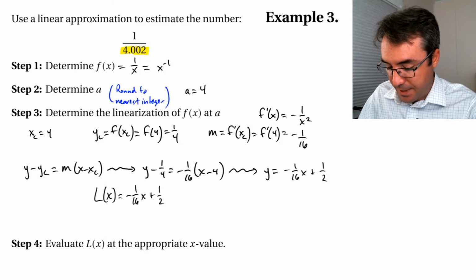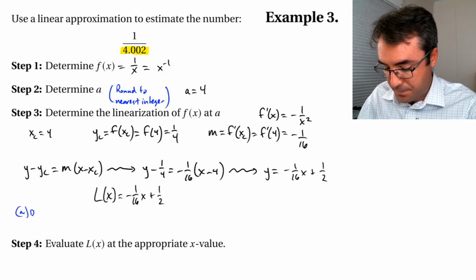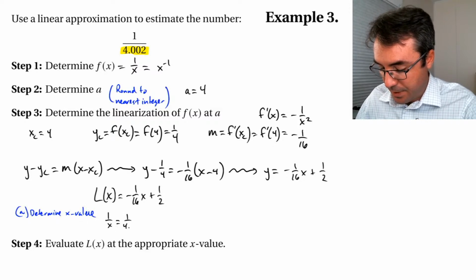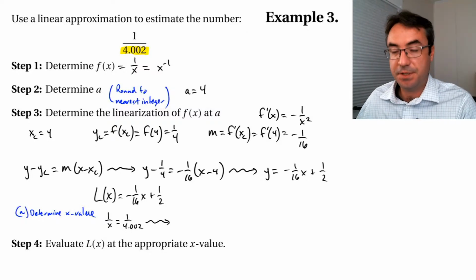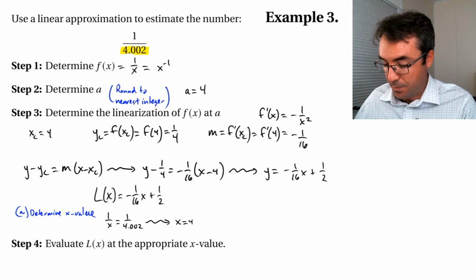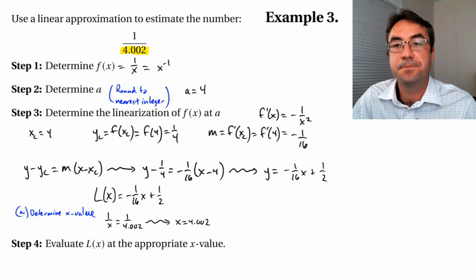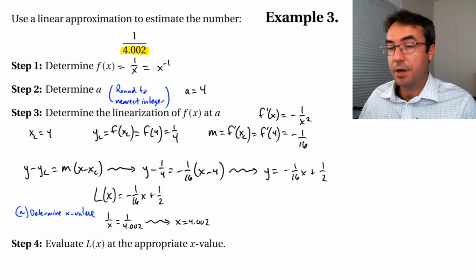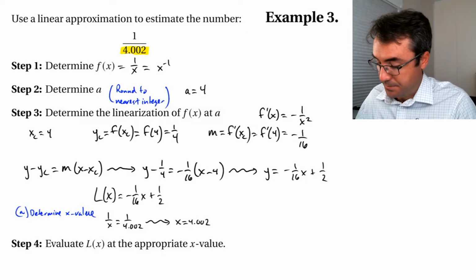So let's figure out the x value. We take our function, set it equal to the value that we want to approximate, and if we solve that for x, we see that x is 4.002. And then we plug that into our linearization.